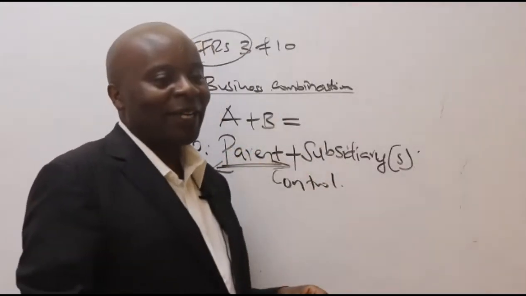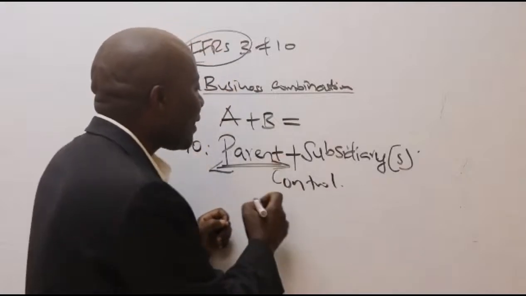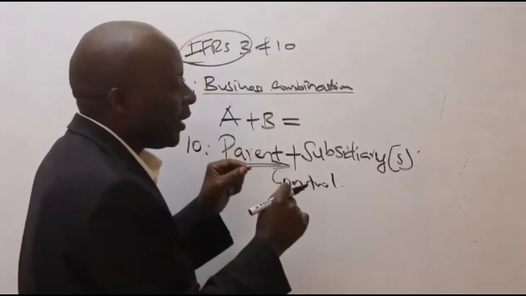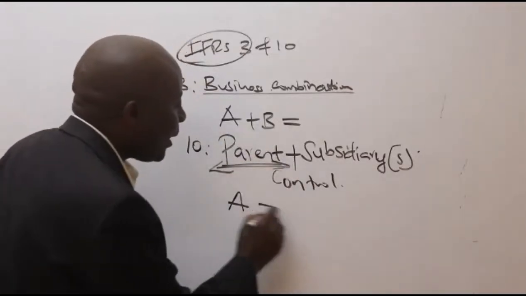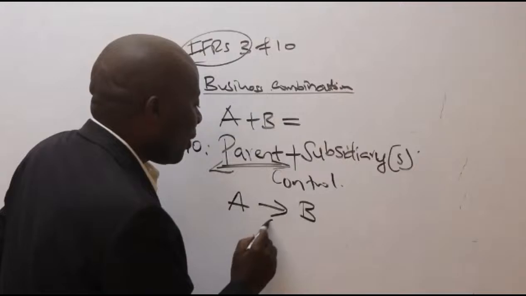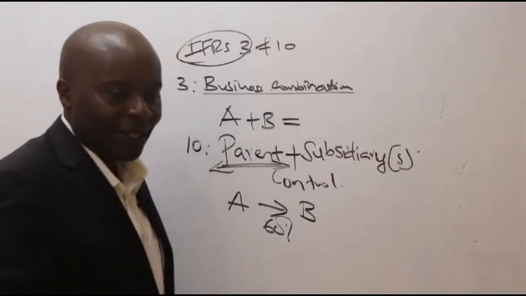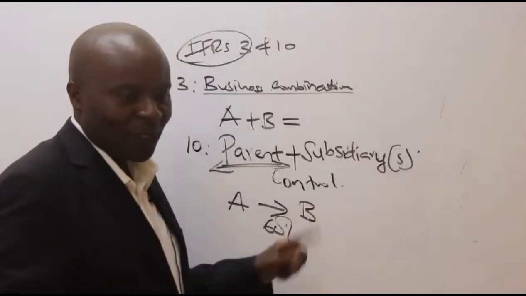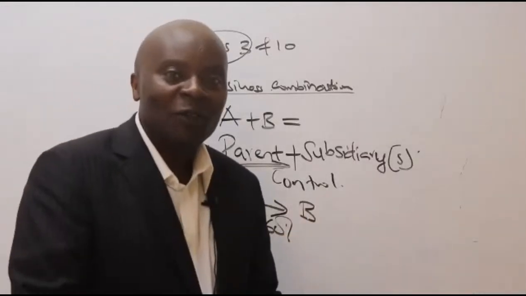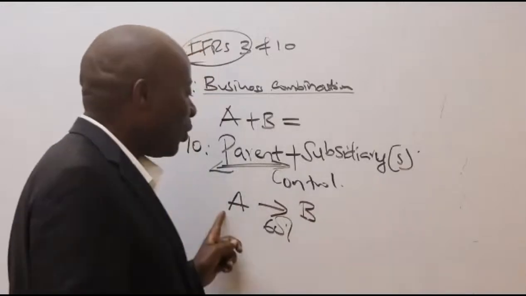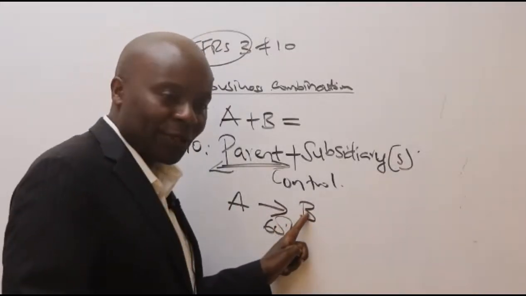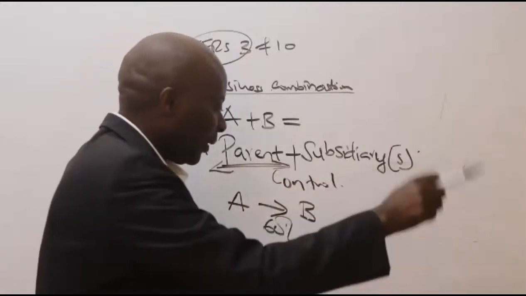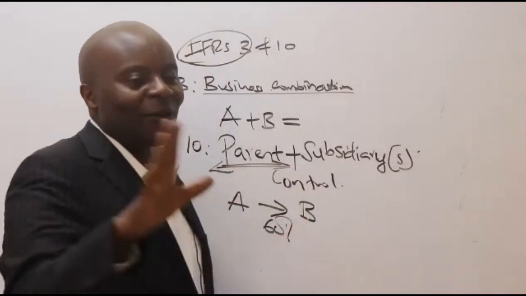Remember, before IFRS 10, we used to say that so long as a parent has made an investment which is more than 50% in a company, say A goes ahead and buys 60% of B, then for sure A has control over B. Because 60% of ordinary shares means these guys will have a lot of directors. During the AGM, they'll be able to pinpoint who sits on this particular company's board. That was the old standard.